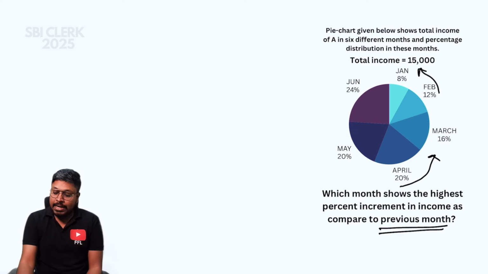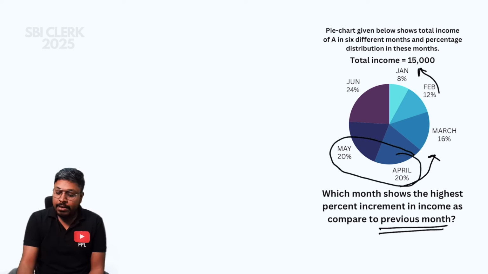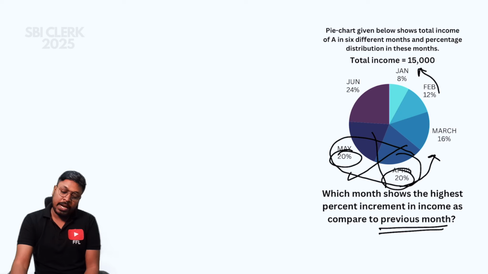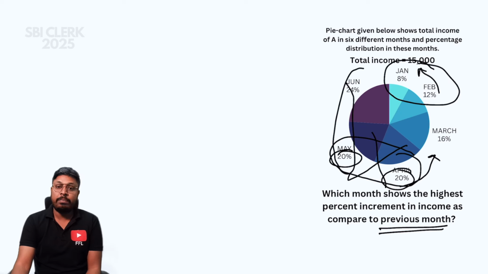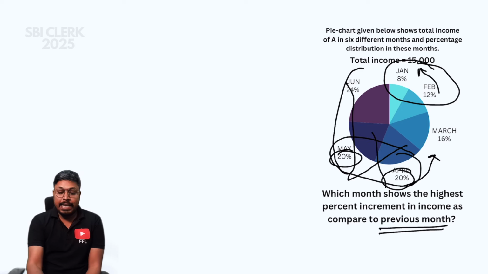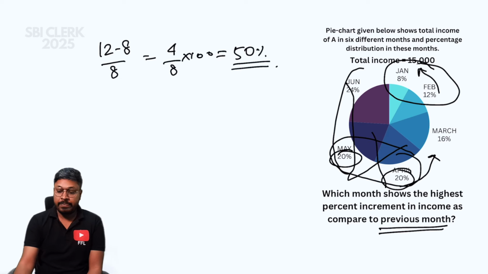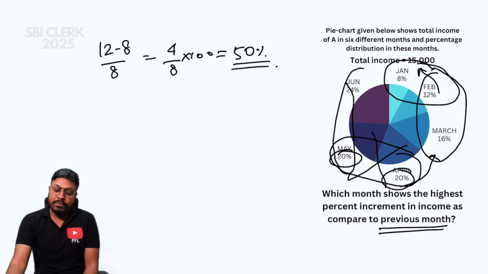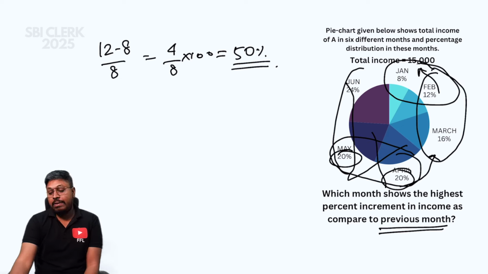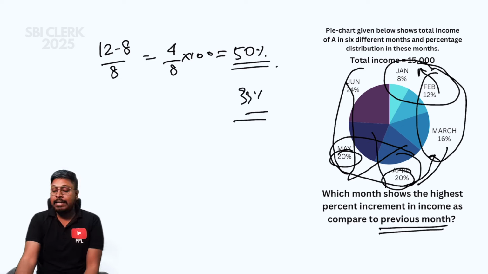Now when you look at the chart, definitely May and April will not be there. Why? Because we have 20 and 20, so no increment here. Now take Jan and Feb: 12 minus 8, so 4 divided by 8 into 100, which is 50% increment. Next, Feb and March: 16 minus 12, so 4 divided by 12 into 100, which is 33% increment. Next is 20 minus 16, which is 4. So 4 by 16 into 100, which is 25% increment.